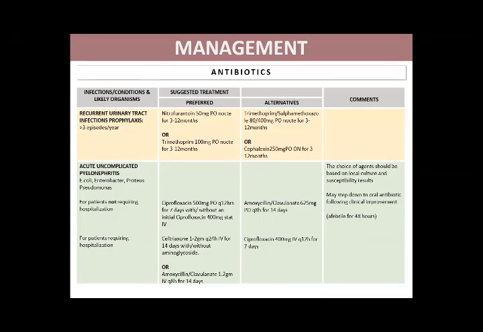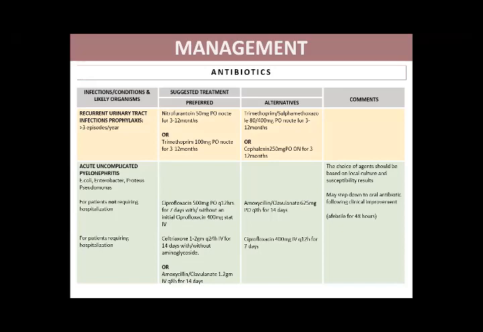Another possibility, for a patient who requires hospitalization, is septic, very sick and dehydrated, is to give ceftriaxone 1 to 2 gram, up to 2 gram twice a day for 14 days. You can add an aminoglycoside like gentamicin or another drug. And if the patient is allergic to this drug, amoxicillin clavulanic acid 1 to 2 gram IV 8 hourly for 2 weeks. The alternative is amoxicillin with clavulanic acid or ciprofloxacin IV BD for 7 days.